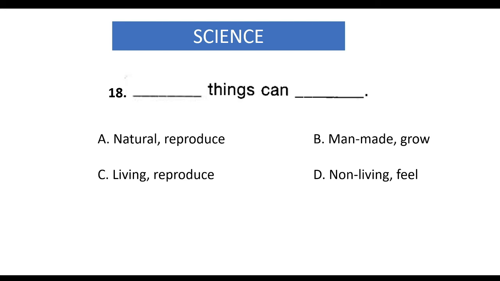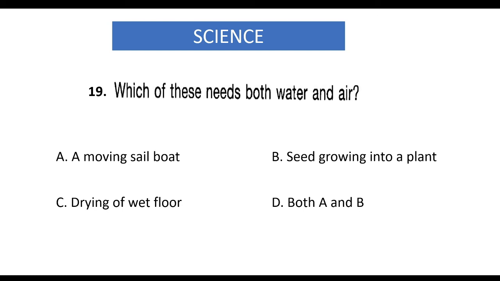Question 18. Dash things can dash. So we have 4 options. Try to match, fill in the blanks and find the right answer. So the right answer for question 18 is C, living and reproduce. So living things can reproduce. Question 19. Which of these needs both water and air? So we have 4 options. Select the right one. So the right answer for question number 19 is D, both A and B.